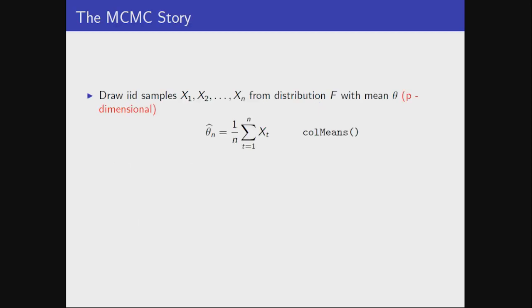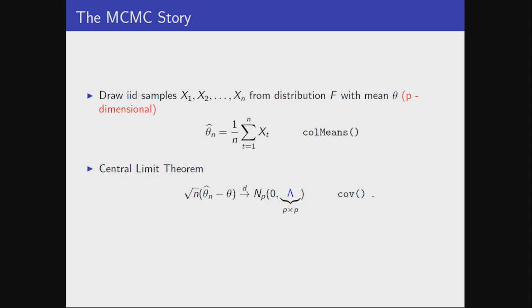All right. So what is the MCMC story? Imagine there's a distribution, capital F, that has a mean theta, and you draw IID samples from that distribution. Then you can estimate theta using the sample mean. Right? And so in R, if this is p-dimensional and you save your samples in a matrix, you can do this by colMeans. Right? But I'm a statistician, so I'm also interested in assessing the error, because every time you do this, you're going to get different estimates.